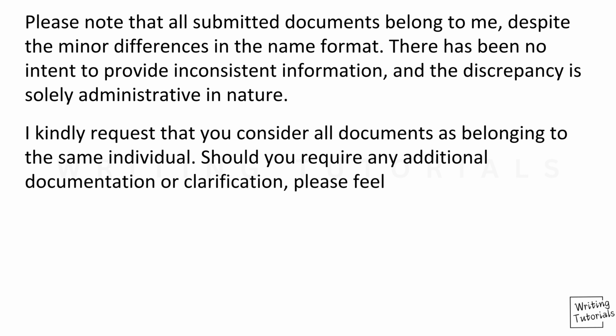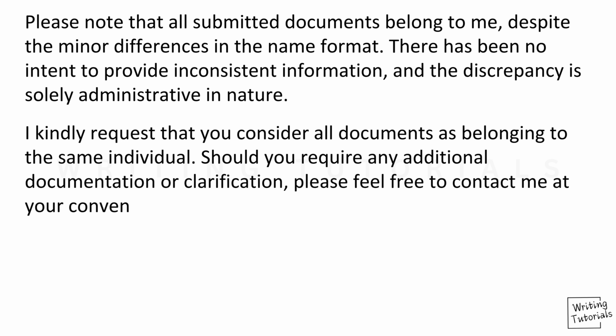Second sentence. Should you require any additional documentation or clarification, please feel free to contact me at your convenience. This shows cooperation and openness. This paragraph is important because it keeps the tone respectful and professional.